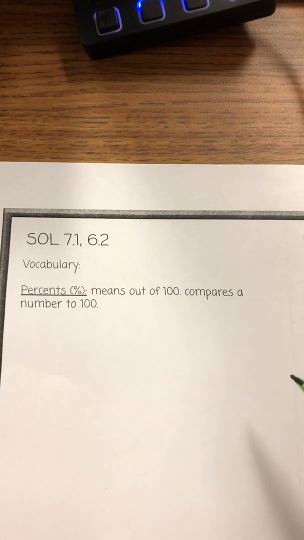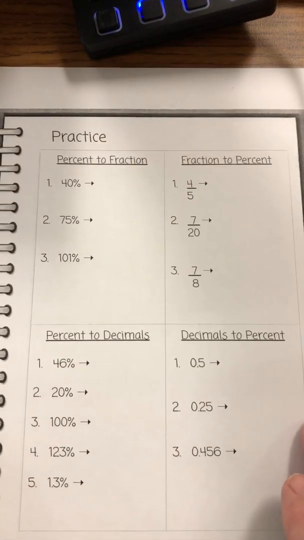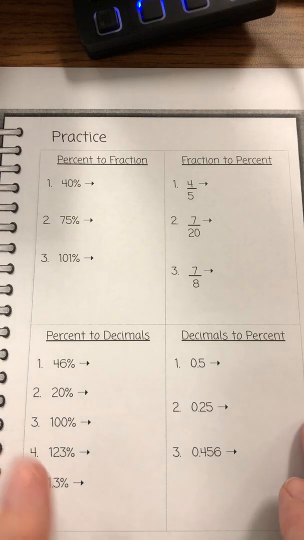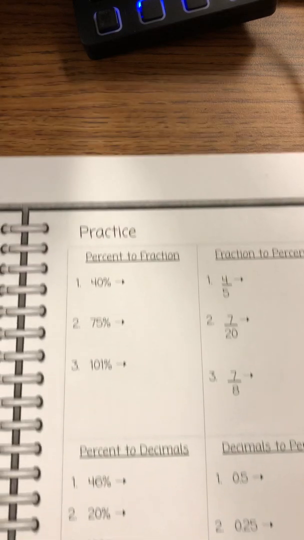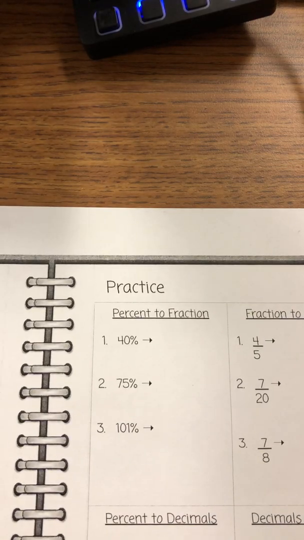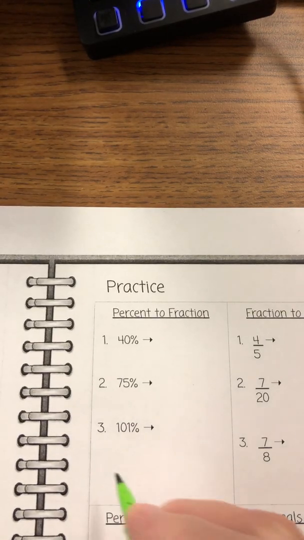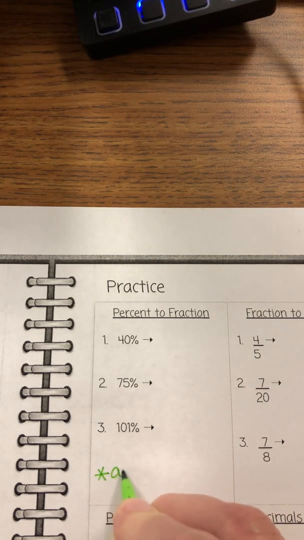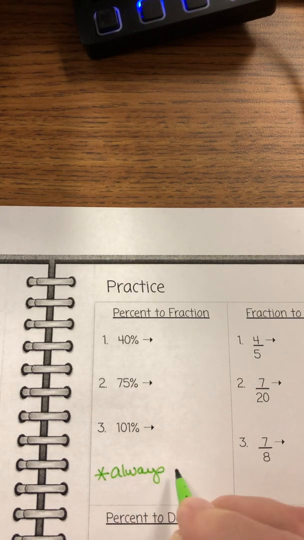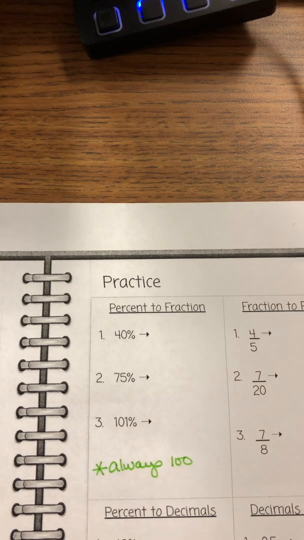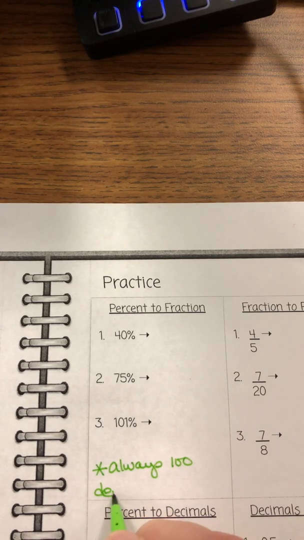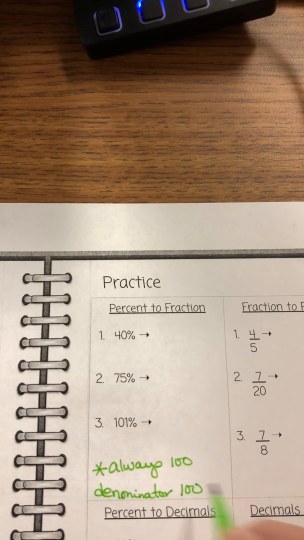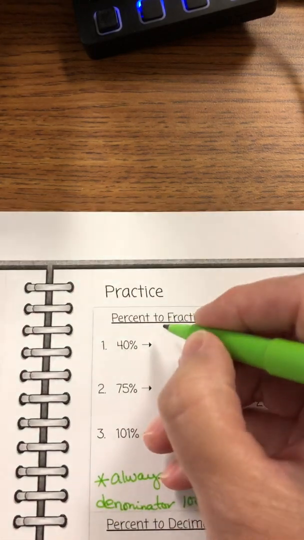Now I'm going to ask that on your note page you draw a 4 square. This is what it's going to look like, our final product, but we're going to view each square at a time. So let's go with our first square here. You might want to make a little note of this: always 100, meaning the denominator will be 100. So very simple.